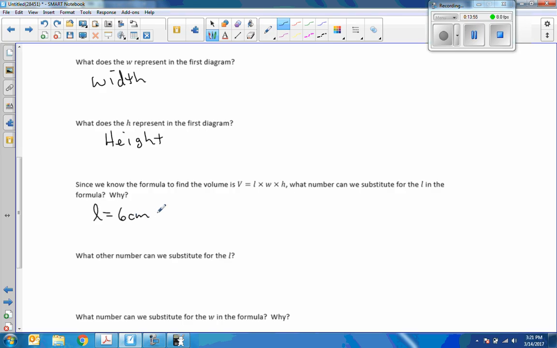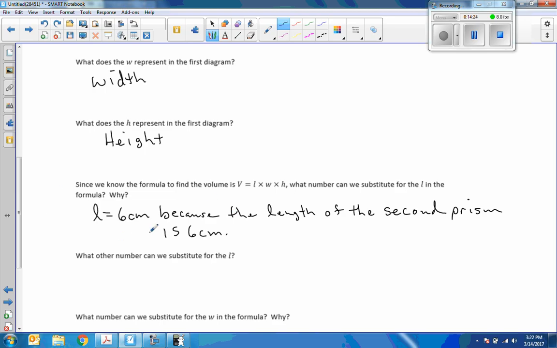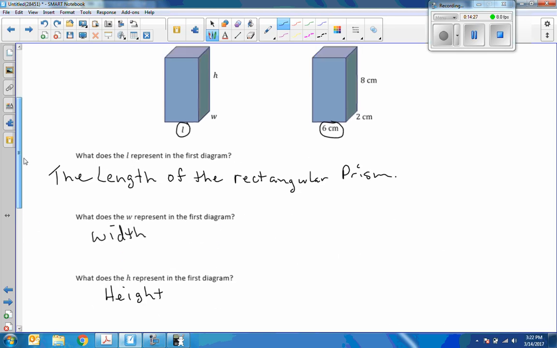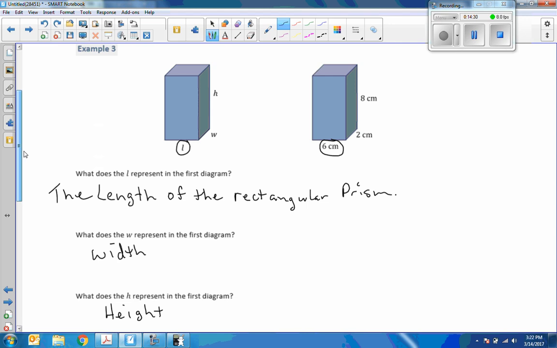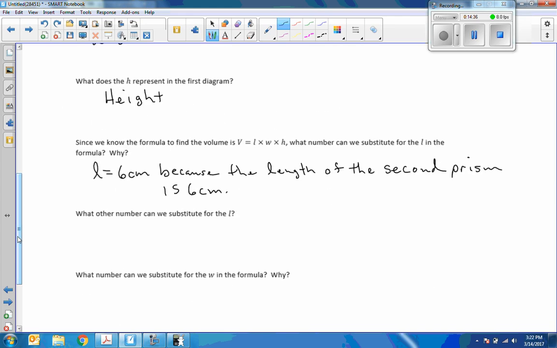centimeters, because they are corresponding sides, because the length of the second prism is 6 centimeters. What other number can we substitute for L? If I go back up here, what other number can we substitute for L? None.